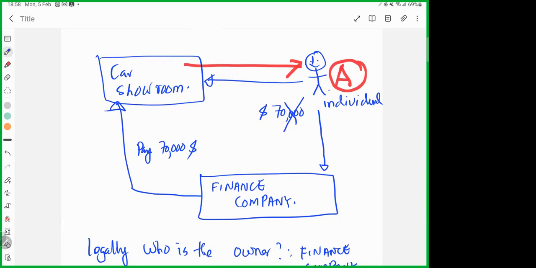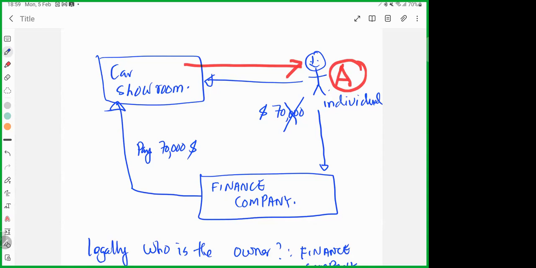The finance company? No. The finance company is simply a legal owner, but they don't enjoy any benefits of the usage of the car, and they don't bear any risk like insurance, maintenance or accidents. They have nothing to do with all this. So it's going to be the individual, in the books of Mr. A. Yes, now it's clear.